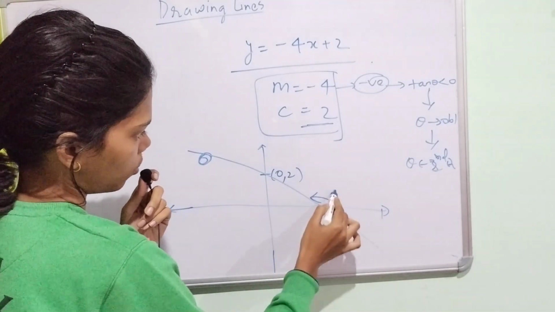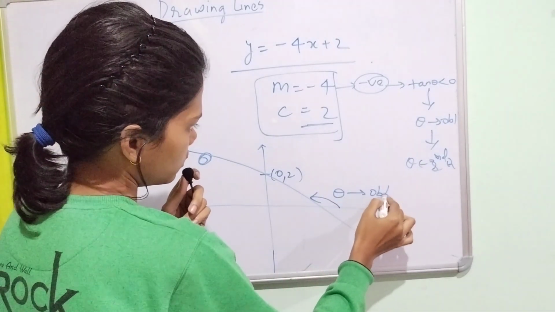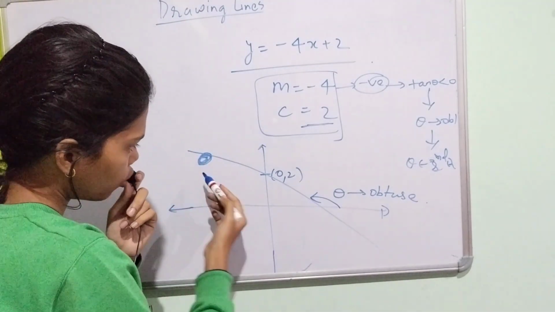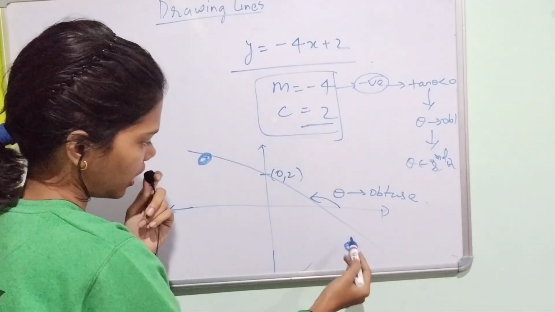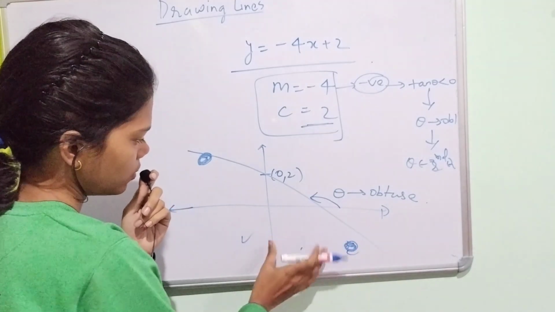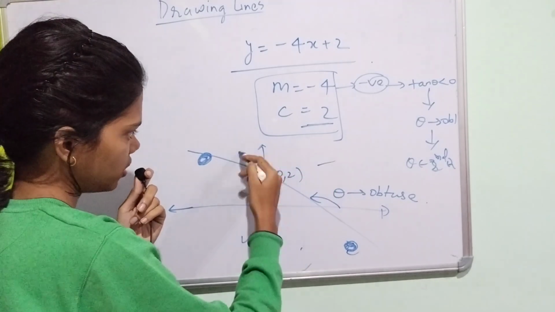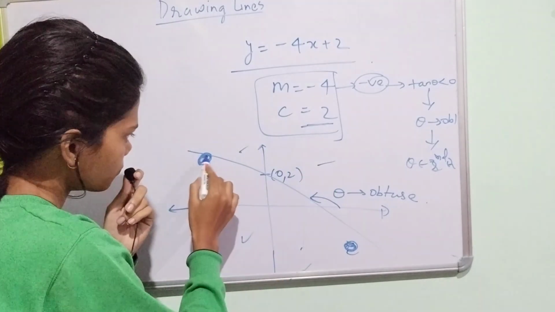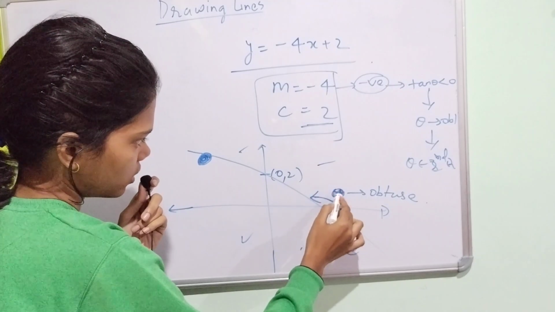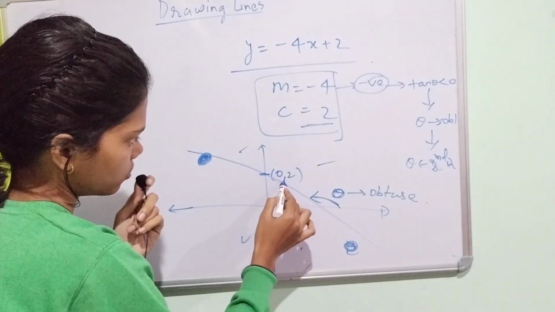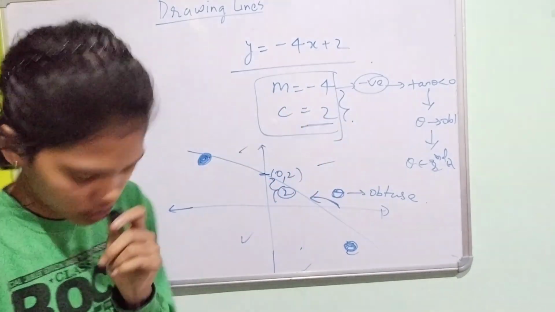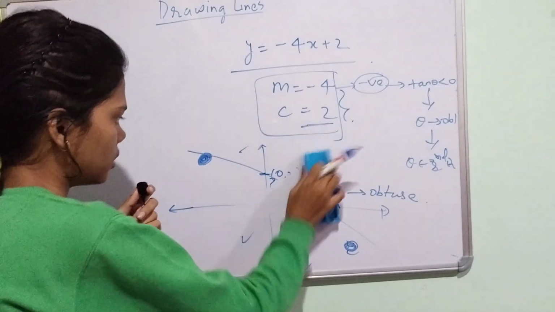Again see, theta is an obtuse angle. It is lying in the second quadrant, and automatically it is lying in the fourth quadrant. So there is no need to consider these two quadrants because these will be automatically included when we are seeing this in this quadrant. So it is lying in the second quadrant, and again theta is obtuse, and it is passing through the y-intercept, which is again 2, which is here. So this rough sketch you can draw for lines.